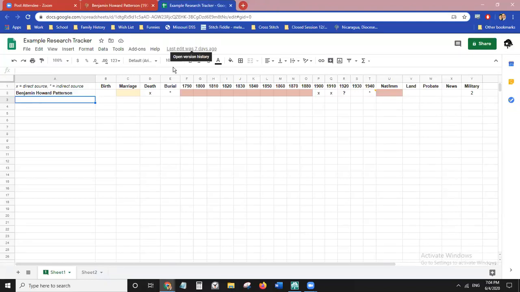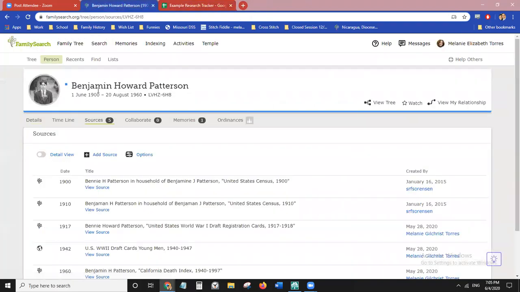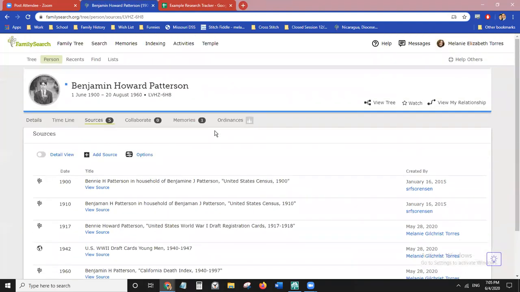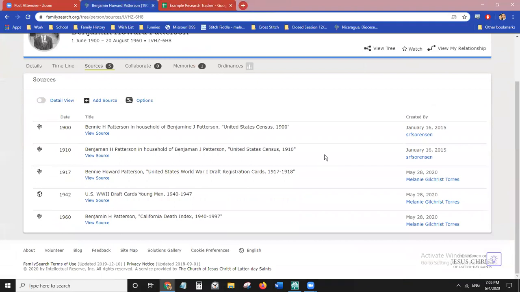If you remember last time, I marked in yellow, or just in a different color, where I wanted to do my next set of research, and that was marriage. So let's look at what sources we already have. I know my next goal is to search for marriage information for Benjamin, and I want to refresh on what information I already have. We have these censuses, the draft cards, and the death records.